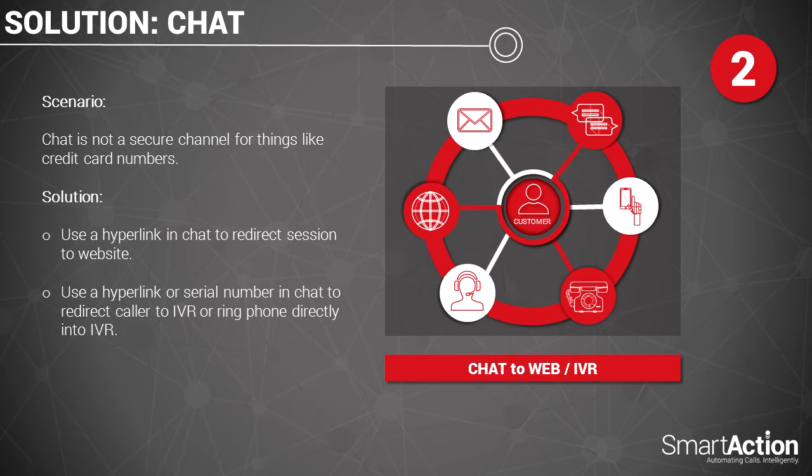The other thing is that you could use a hyperlink or a serial number in the chat to redirect the caller to an IVR or to ring the phone into the IVR directly. So, for example, if a customer needs to make a credit card payment, you can actually just submit that to a web service that will actually call and take the credit card number right there through the IVR. Now, that's not much different than taking it from the agent's perspective.